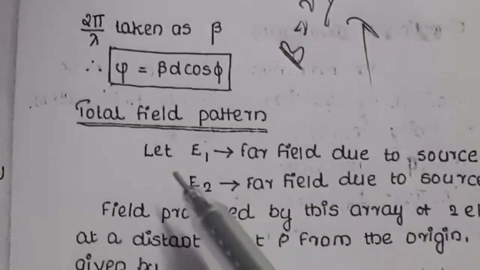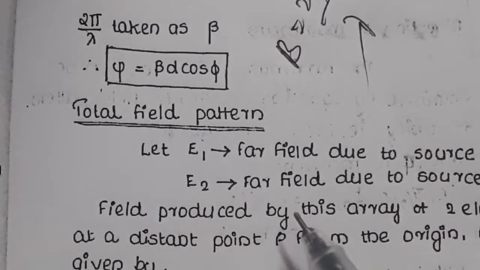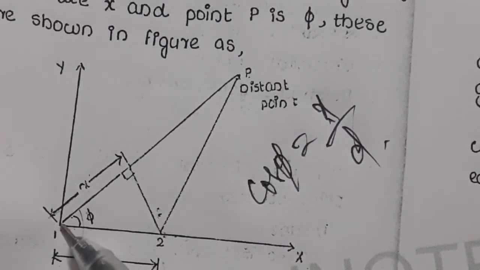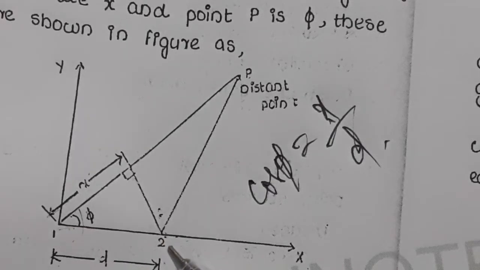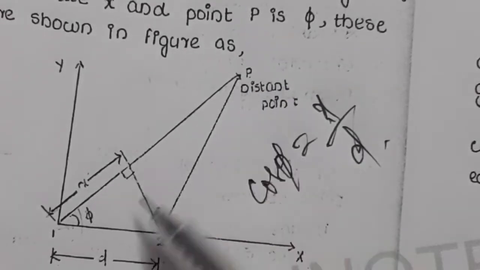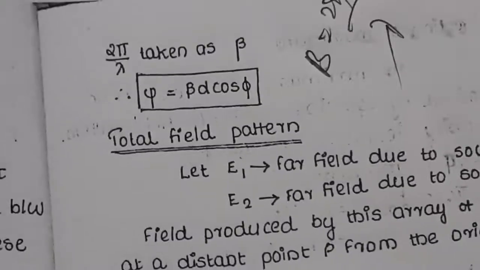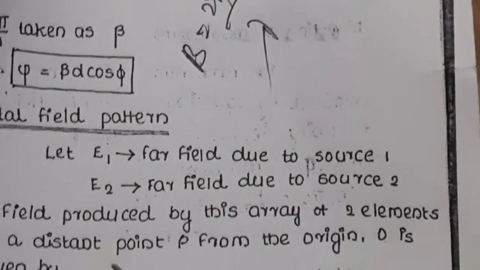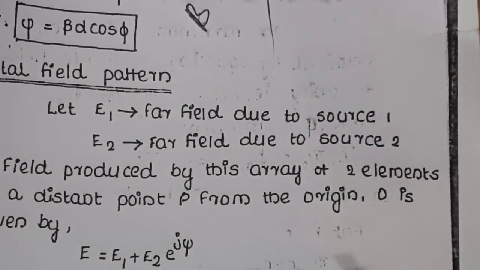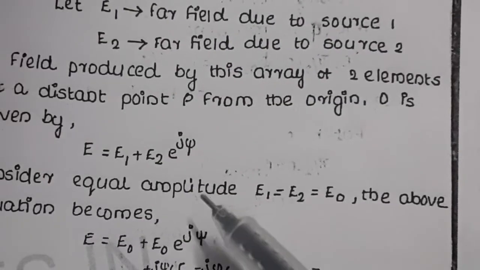Now we are going to take the total field, where E1 is the far field due to source 1 in this figure, and E2 is the far field due to source 2. The far field is placed at the point P. So we take these two as E1 and E2 respectively. According to that, the field produced by this array of two elements at a distant point P from the origin 0 is given by E equals E1 plus E2 e power j psi.